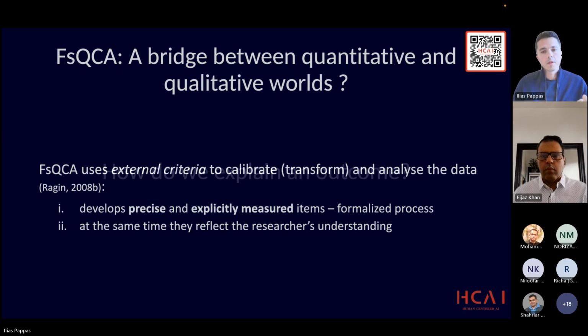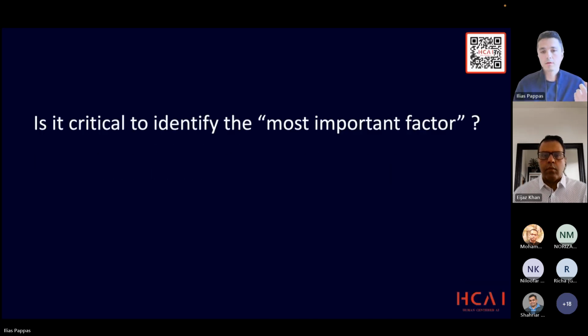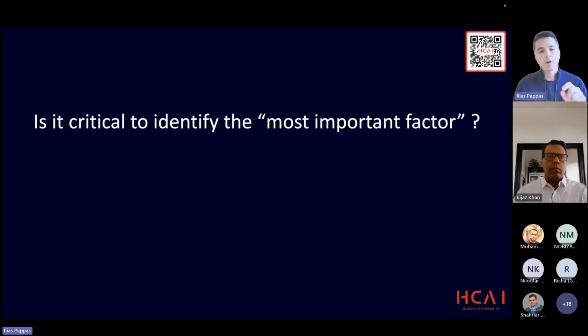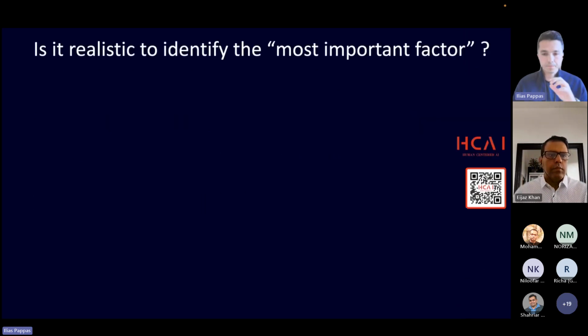But first, how do we explain an outcome? Just posing here a few questions. Is it critical to identify the most important factor? Very often when we write papers, we write our discussion, I do that, for example. I have the tendency to think this is the most important factor for this outcome. These are the 3 most important factors out of the 6 that I had in my study. But is it realistic to identify the most important factor, or only the most important factor, or how often can we do that?